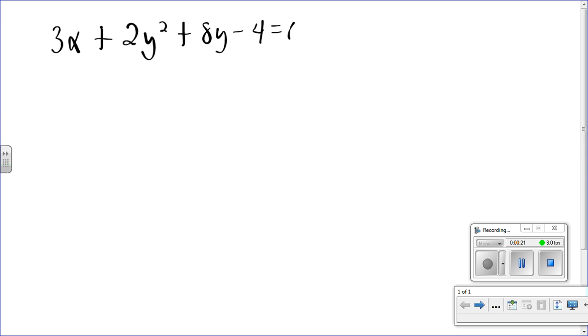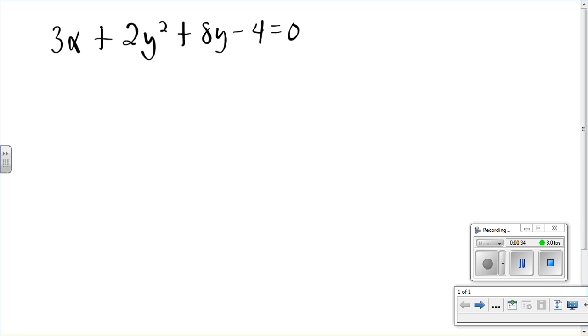Doing a quick review on how to complete the square. Okay? So we're going to find the focus and the directrix of a parabola, which is what we were doing yesterday. But this parabola is not going to be in that beautiful proper form. Okay? So our goal is to get this in standard form.